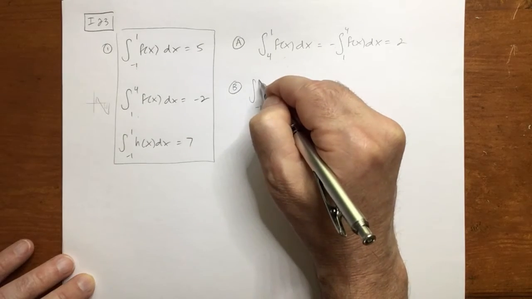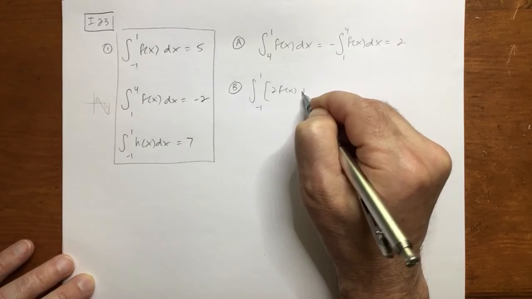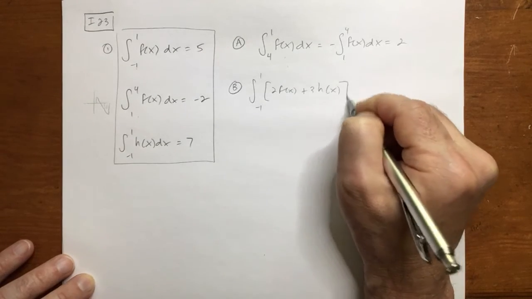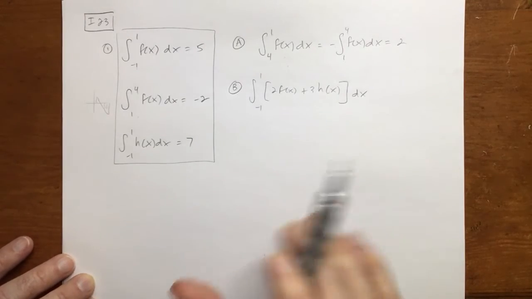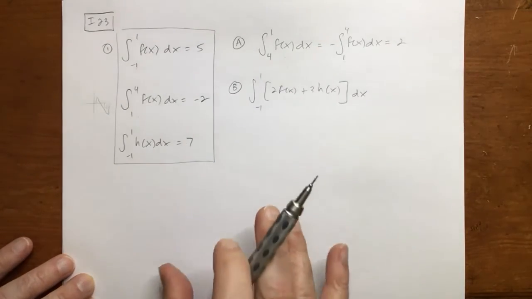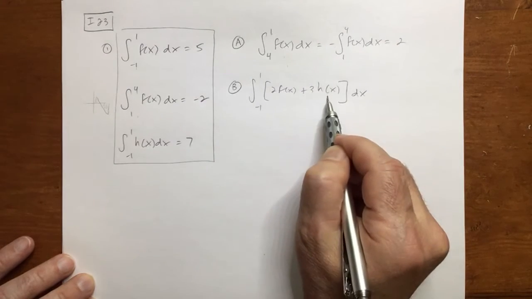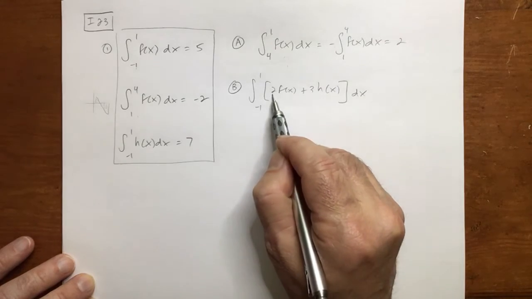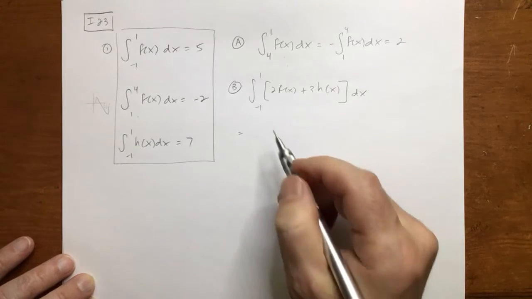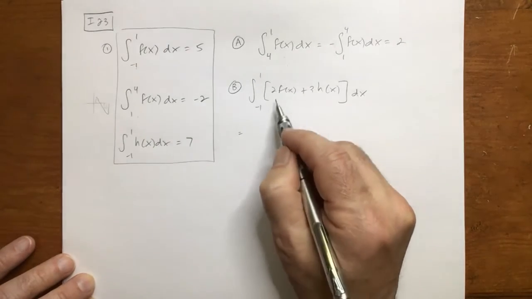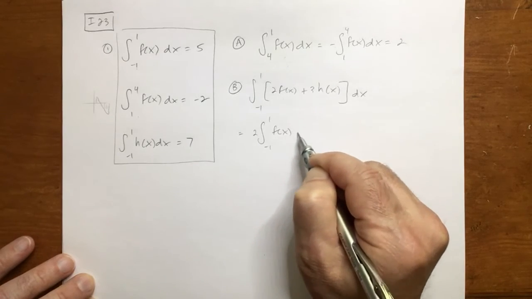Let's combine some. Okay, so we're basically going to use these simplifying properties that we had. I'm going to split these up into 2, and I'll pull out the coefficients in each, and I'll try to really practice using proper notation each time. So I have 2 integral from -1 to 1 f of x dx.